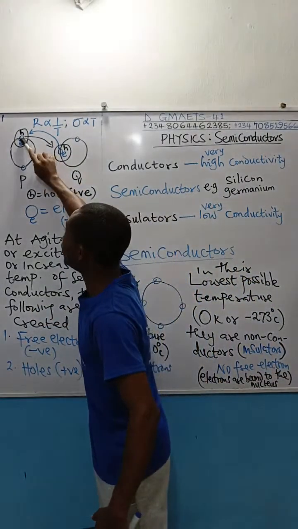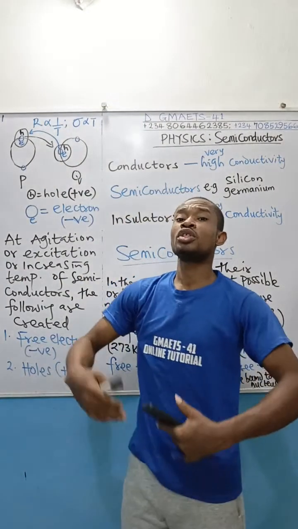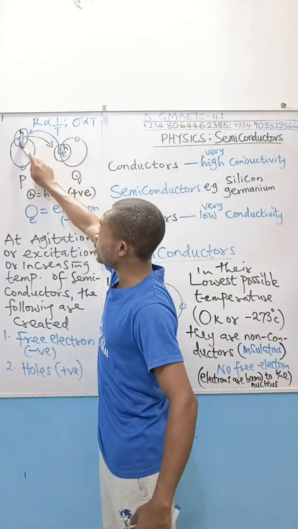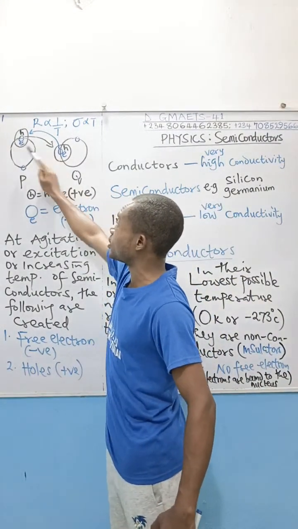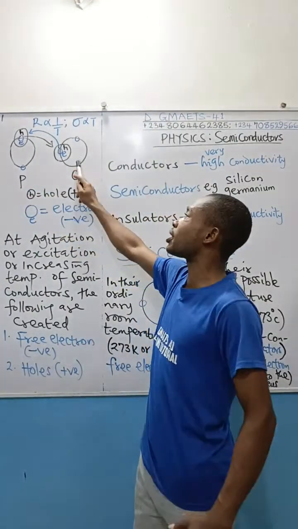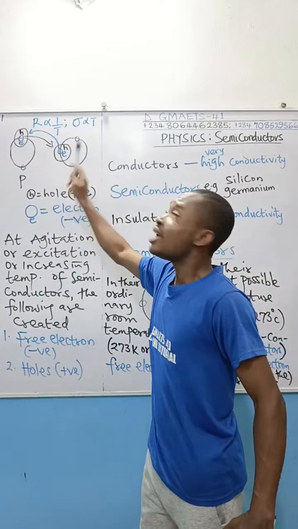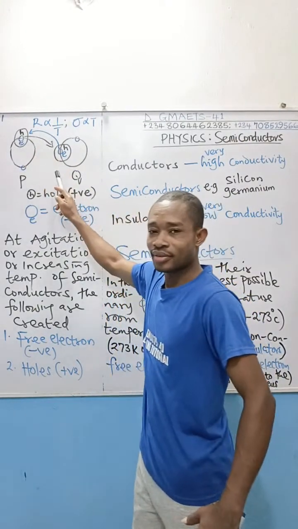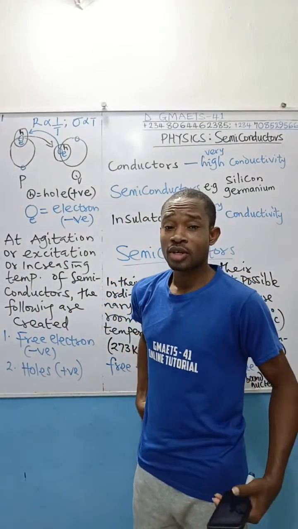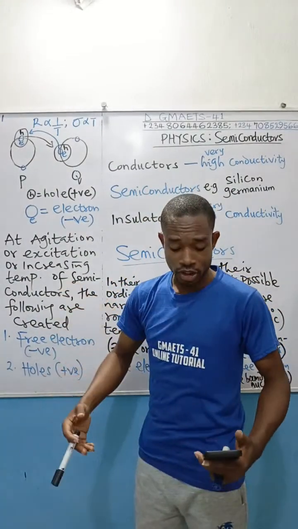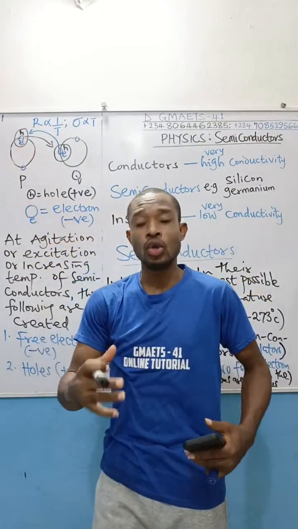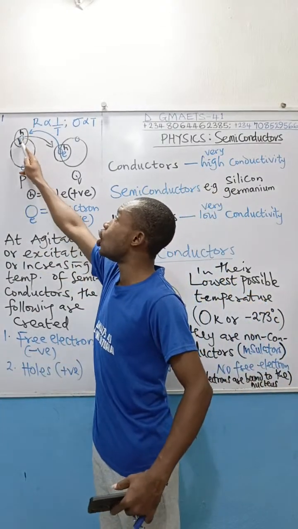This electron will be free to move. It will jump due to the increase in temperature. The electron from here, this E, I'm using the E to represent electron, will jump from this atom P to a neighboring atom Q. When this electron is moving, because it's now free to move, we call it a free electron, due to the fact that you have increased the temperature. It will leave a gap here. That gap is the hole.